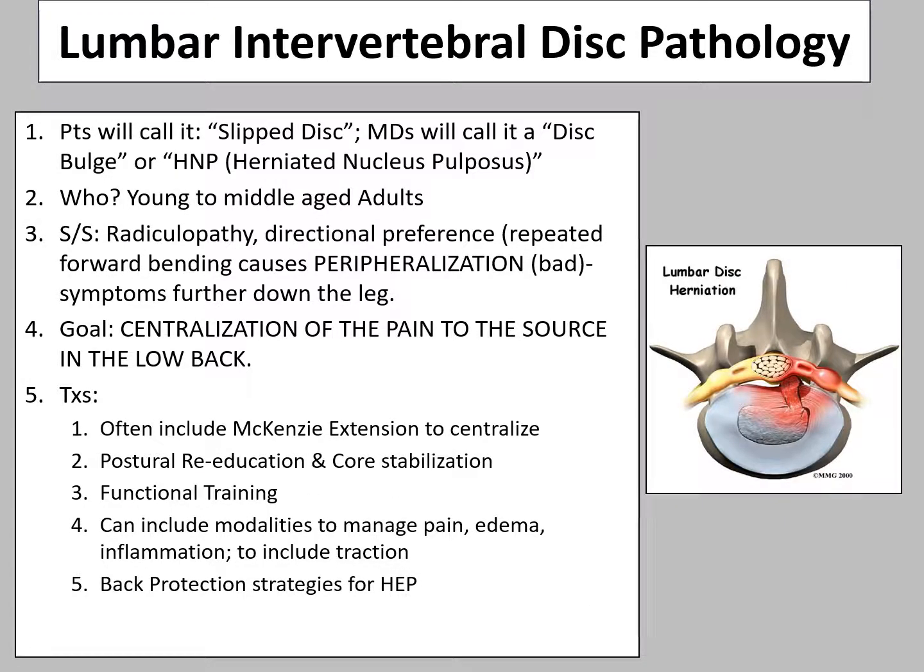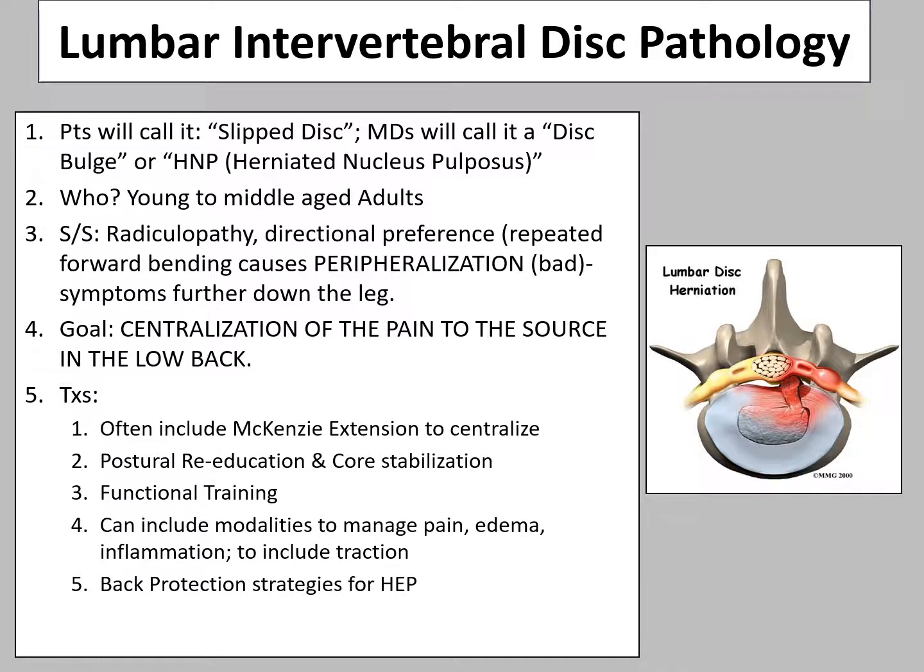Lumbar intervertebral disc pathology, or a herniated disc. You can see in the picture to the right that the nucleus pulposus is herniated and putting pressure on the nerve root. This can happen to middle, young-aged adults. Often they're going to have radicular symptoms where they have pain or numbness and tingling going down the extremities. And these symptoms will increase when a repeated directional movement is performed.